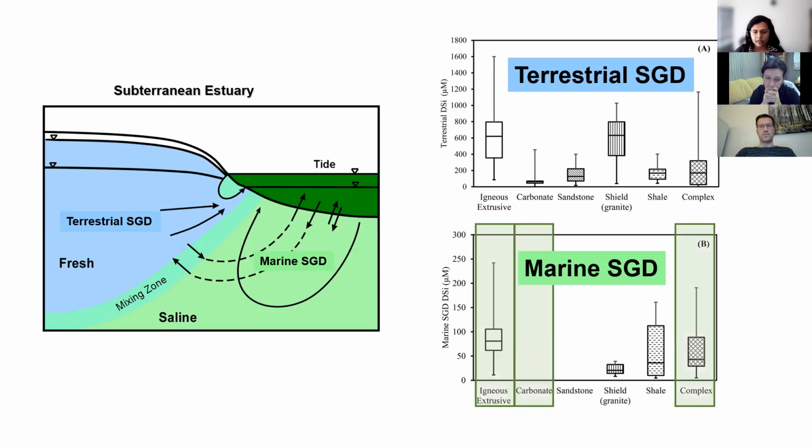And we chose to only use these three end members because the shield, granite, shale, and sandstone just didn't have enough studies to corroborate any of this enrichment or lack of enrichment, as you can see with the carbonate end member. But the igneous extrusive and the complex lithologies did. So for example, I think in the shield, there are only 1 or 2 studies. So we decided not to even use it in our initial calculations.